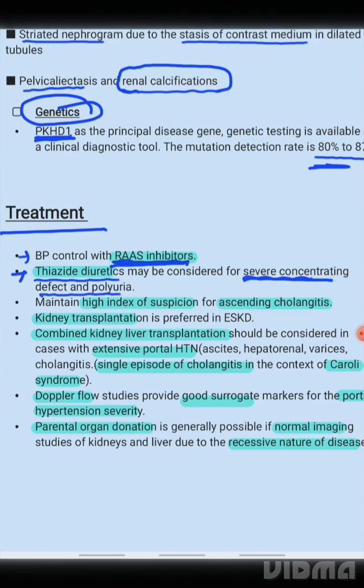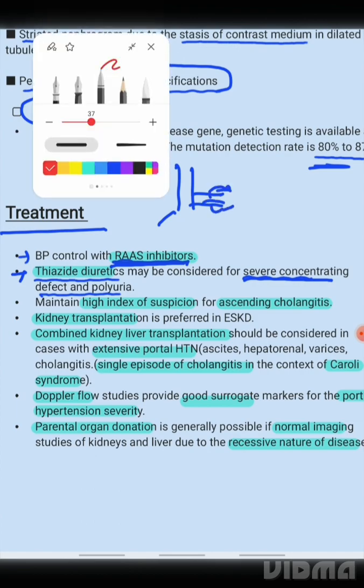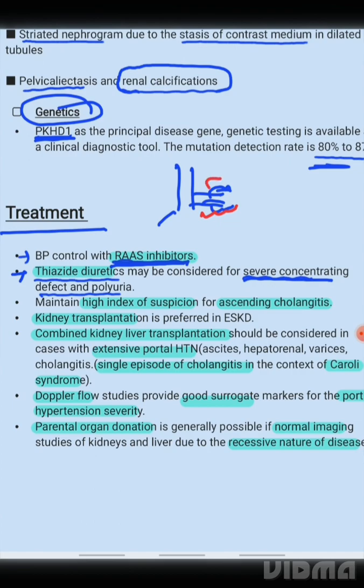And you should maintain a high index of suspicion of ascending cholangitis, because the biliary tree is involved, so it can lead to some inflammatory response and infection as well. There's a triad for this: deranged liver function tests, and febrile episodes with right hypochondrial pain, so you should suspect cholangitis in that case.